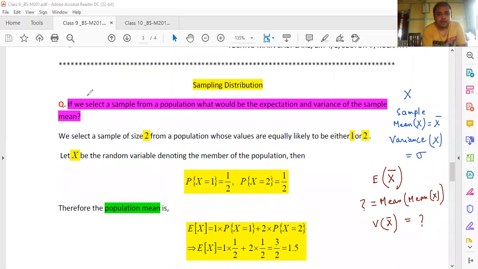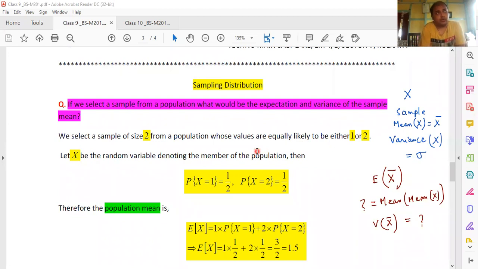To understand this particular example, let us consider a situation where we select a sample of size 2. Carefully listen to me and look at the screen. We select a sample of size 2 from a population whose values are equally likely to be either 1 or 2. To be on the safe side, we have said that the drawing of the sample will be equally likely for the sake of our study.